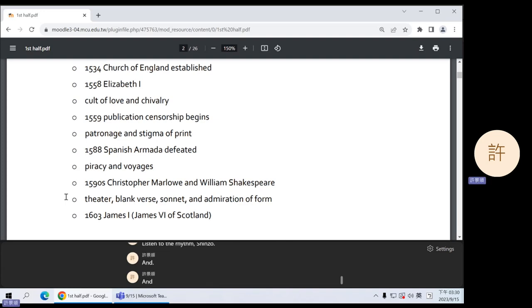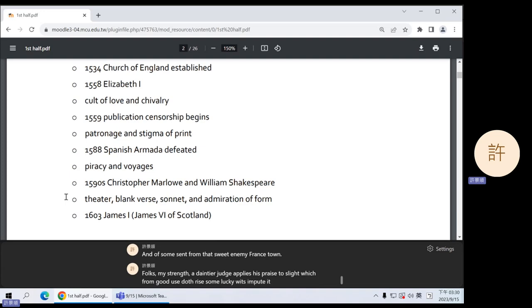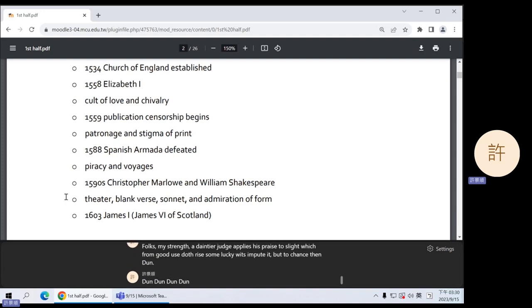And of some scent from that sweet enemy France. Town folks, my strength, a daintier judge applies his praise to slight, which from good use doth rise. Some lucky wits impute it but to chance. Dun dun dun dun dun dun dun dun dun dun.